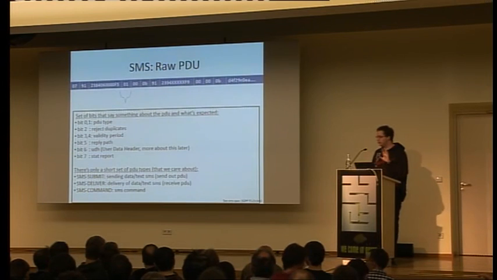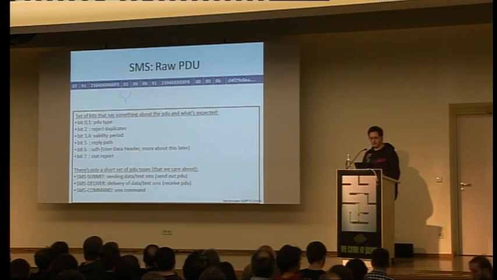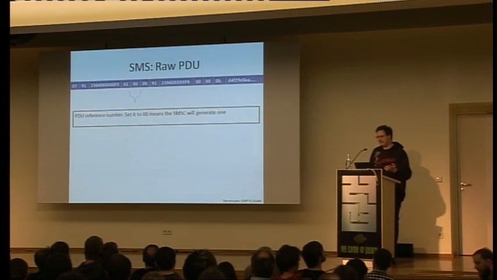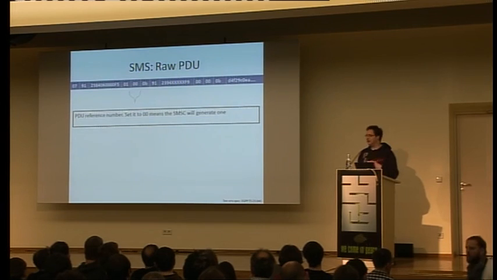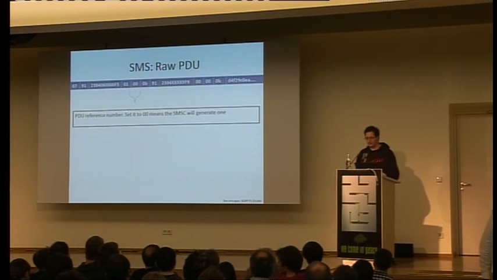But the one you really want to care about, if you're going to try and own phones, is SMS submit, because that's the one you use to send out raw SMS PDUs. There's a reference number, which is important if you do concatenation stuff like that, but you can just set it to 0, and the SMSC will generously generate one for you.